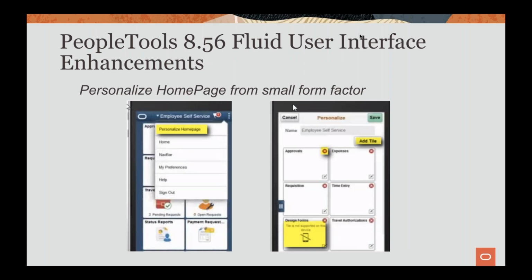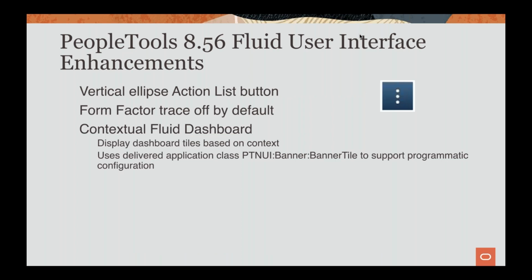You'll notice also that we've now got the ability to even personalize from the smaller form factors. Prior to 8.56 and 8.55, we had the ability to personalize, but you could only do that from one of the bigger form factors. Well, we've now allowed that to happen even down on the small form factor, so you can do it on a mobile phone. The vertical ellipses: now if anything cannot fit on the menu bar, we put it in the actions list, so it automatically gets added to that.